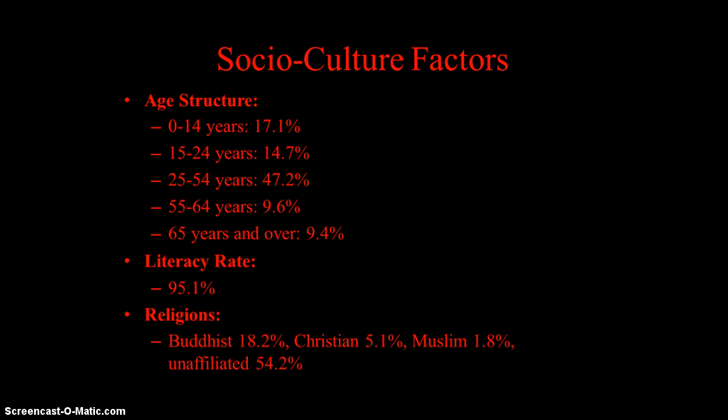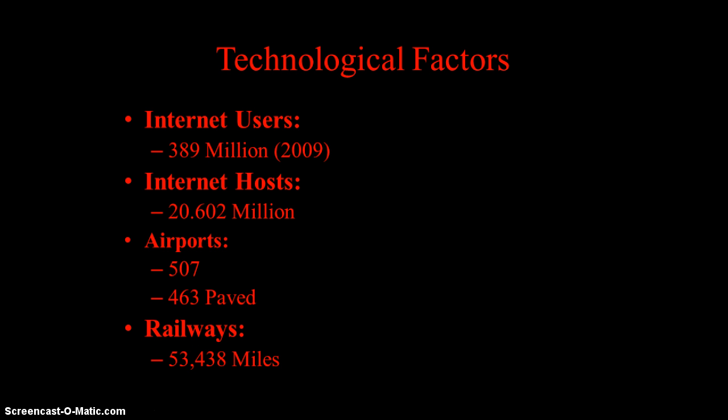China's main religions are Buddhism, Christianity, and Islam. As you can see, it goes down along the line, and there are many more. What is included in the unaffiliated category are some of the smaller religions that just don't make it to the major scale here. And for some of the technological factors, China has 389 million internet users.